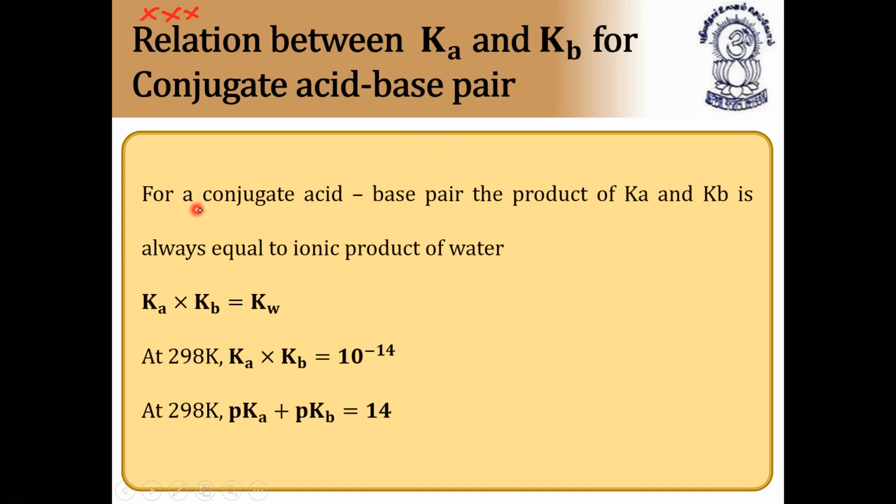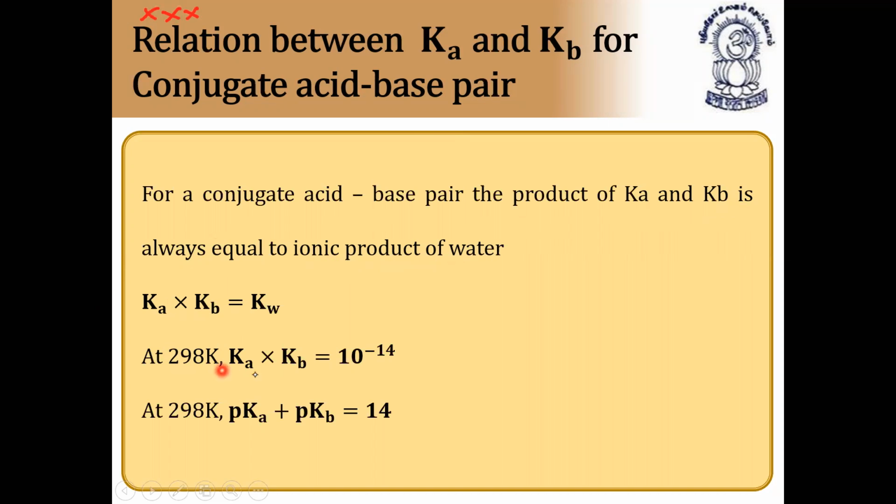Let us see now. For a conjugate acid base pair, the product of Ka and Kb, that is, the product of the ionization constant of acid and the ionization constant of base, is always equal to the ionic product of water. Again, I repeat the statement. For a conjugate acid base pair, the product of Ka and Kb, where Ka is the ionization constant of acid and Kb is the ionization constant of base, is always equal to the ionic product of water. So we can write Ka into Kb is equal to Kw.